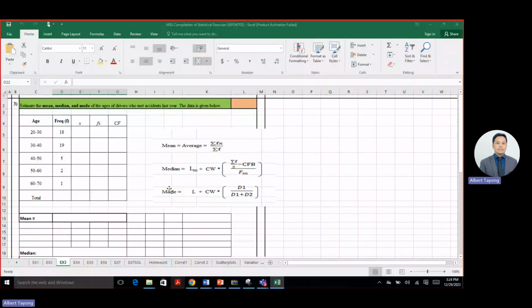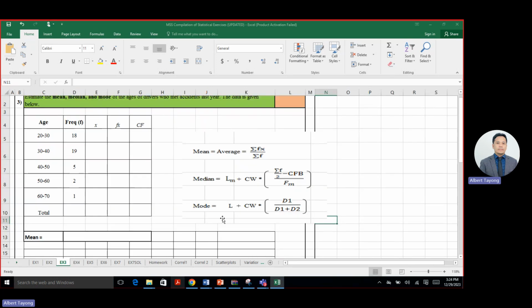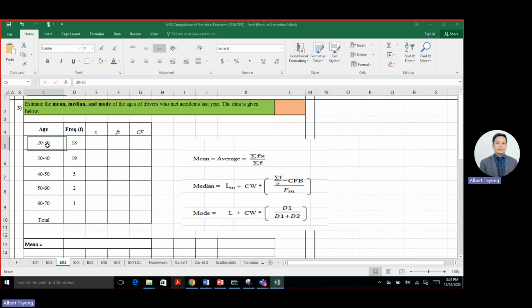Hello, everybody. In this particular video, what we're going to start with is the group mean, the group median, and the group mode. So we have here a particular problem regarding ages of drivers who met accidents last year. As you can see here, we have from 20 to 30 until 60 to 70.